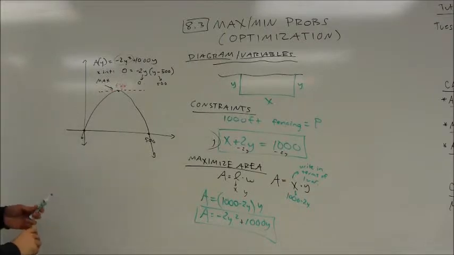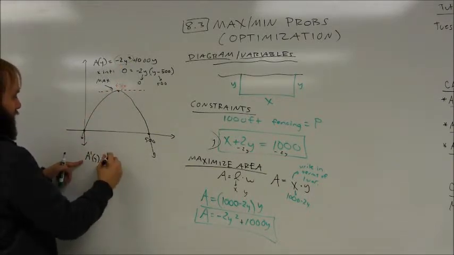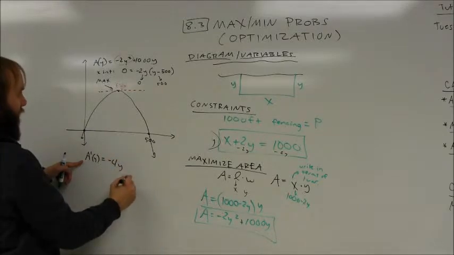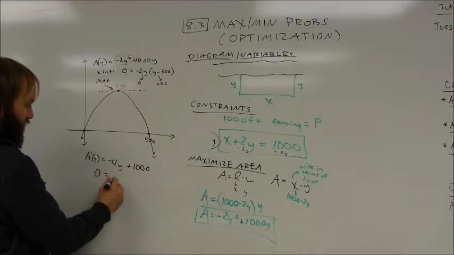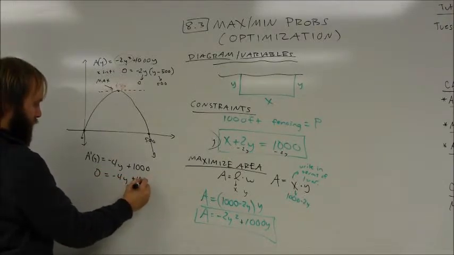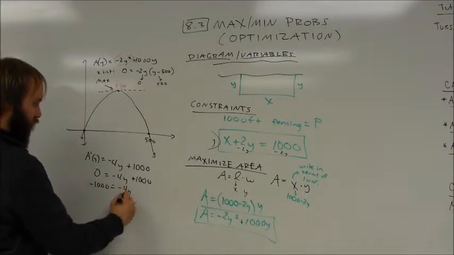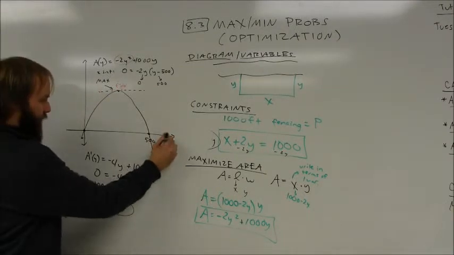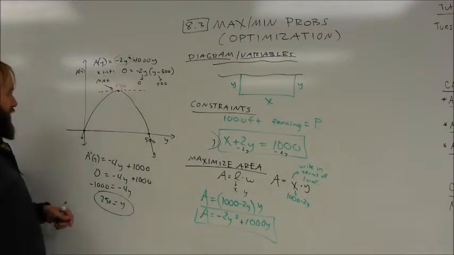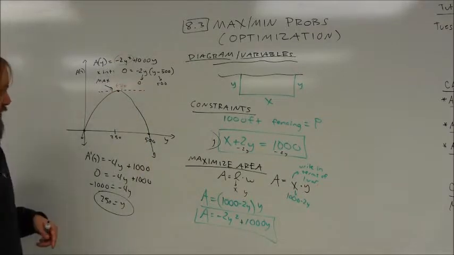Okay, so I'm going to find the derivative here. My function, A prime, is going to equal negative 4y plus 1,000. Okay, I want to know when that derivative is equal to 0. Okay, that'll be negative 1,000 equals negative 4y. y is going to equal 250. Okay, and remember, this is my y-axis, this is my A of y in this case. So at 250, my vertex value is going to take place.